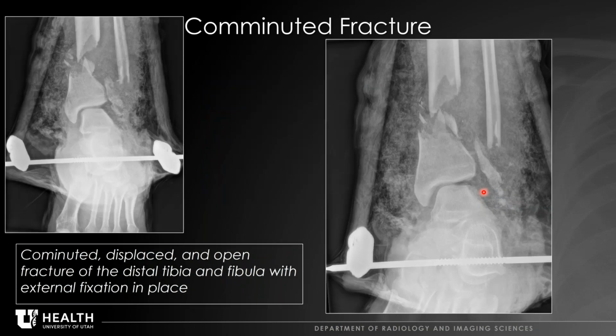And here's another comminuted fracture. So this is a comminuted displaced and open fracture of the distal tibia and fibula, and it has an external fixation in place. A lot of comminution, a lot of fracture fragments. There's soft tissue air here, and you've lost skin all on this ankle, so we know that it's an open fracture.